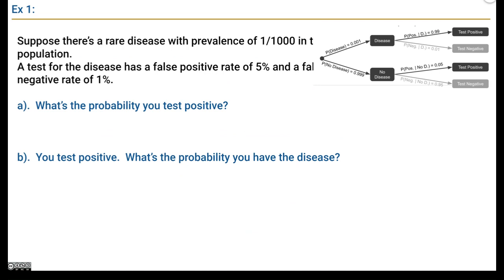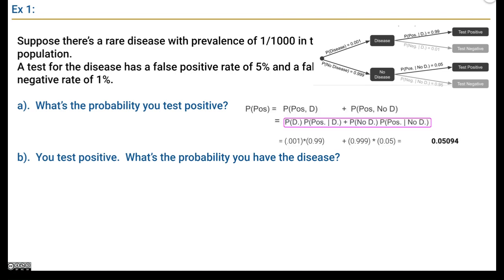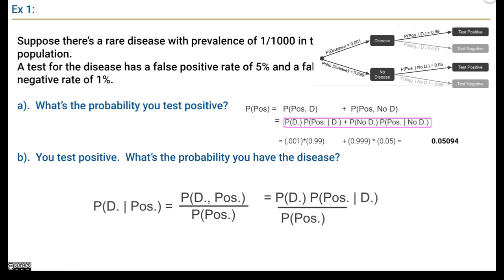Now let's look at part B. So now I want to say you test positive. What's the probability you have the disease? All right, so just for reference, I'm going to put what we already did in part A, right? All right, now in part B, I want a conditional probability. And in our last video, we defined this. If I want probability of D given positive, well, that's the same as this here.